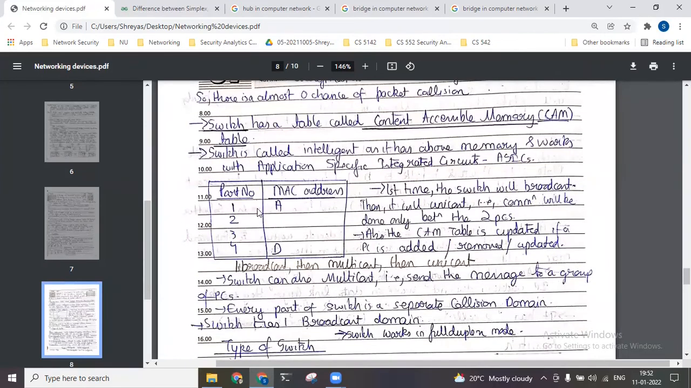And also, if you add a PC, remove a PC, or reconnect a PC, or update the MAC address of a PC, then also this MAC address table is updated only when a communication is done. Suppose I just connect a PC, but I do not send any information from it or to that PC, then this table will not be updated. It will be updated only when a communication is done to that PC.